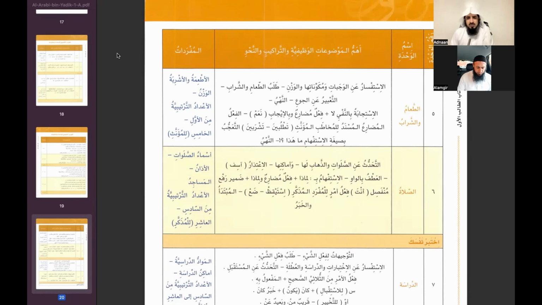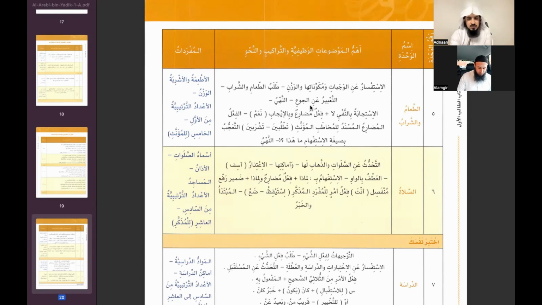The fifth module is to do with at-ta'am wa sharab. Ta'am is food and sharab is drink. And they want to teach you how to ask about al-istifsar is to ask عن الوجبات. You're asking about meals ومكوناتها والوزن, and what they contain, the ingredients and their weights. Then you learn how to ask for food and drink. Talab is to ask. أطلب, that's why talib is a student, because he's seeking something. So here you learn how to seek, how to ask for food and drink.